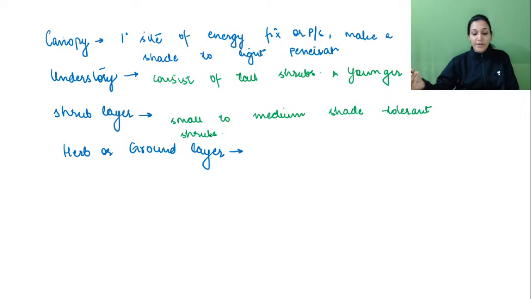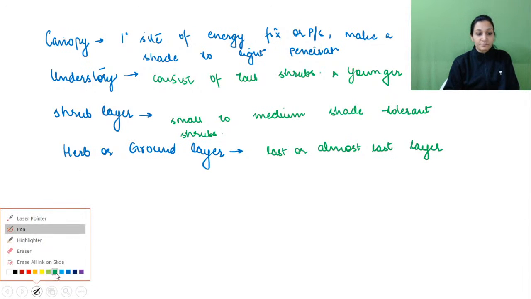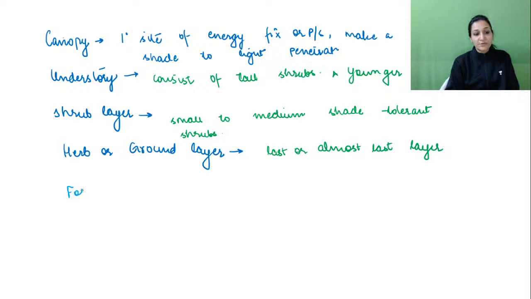Then herb or ground layer. The nature of this layer is going to depend on the soil moisture, because that is the ground layer, and the nutrient condition directly, and the slope position. The density of the canopy, the understory, then the shrub layer, these things are actually going to affect the herb and ground layer, because that is the last or almost last layer. So these are the vertical structures.